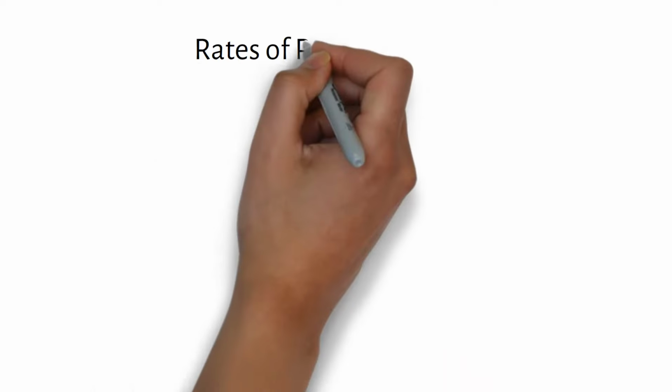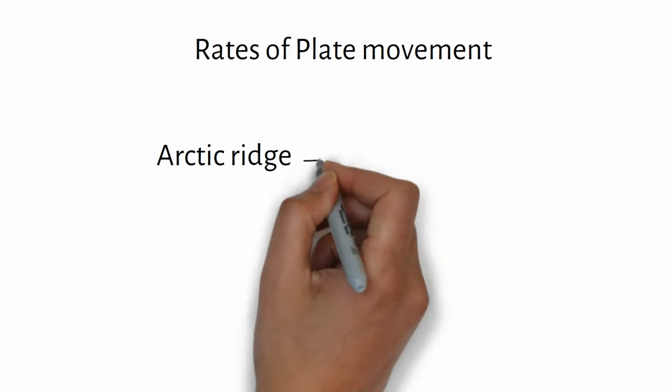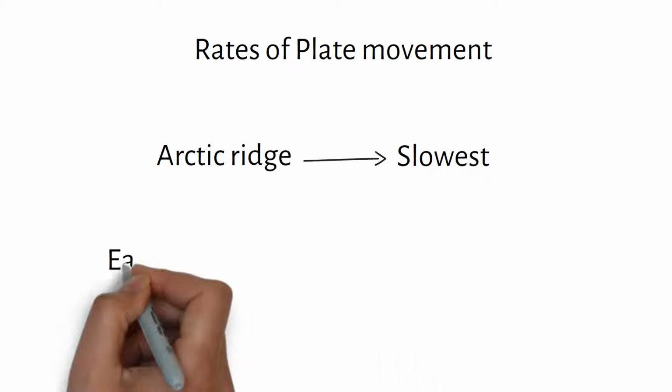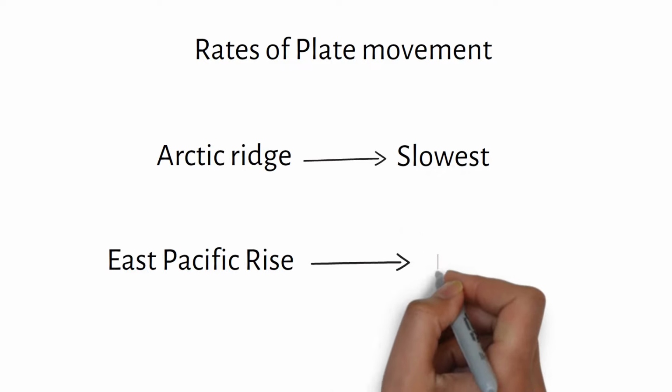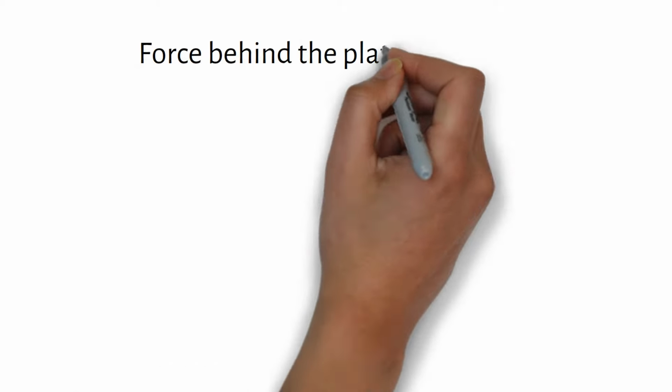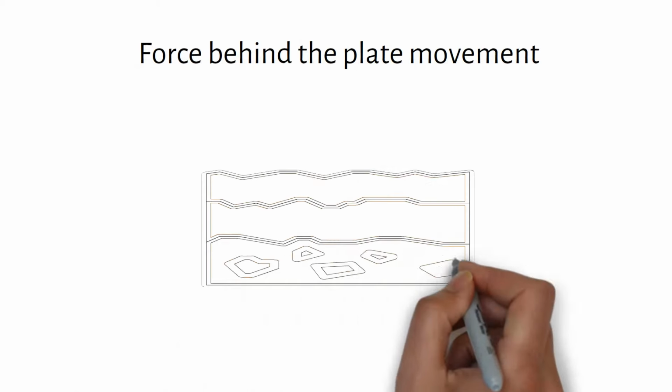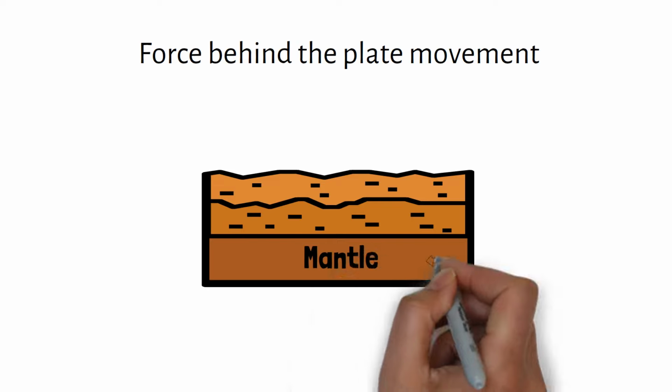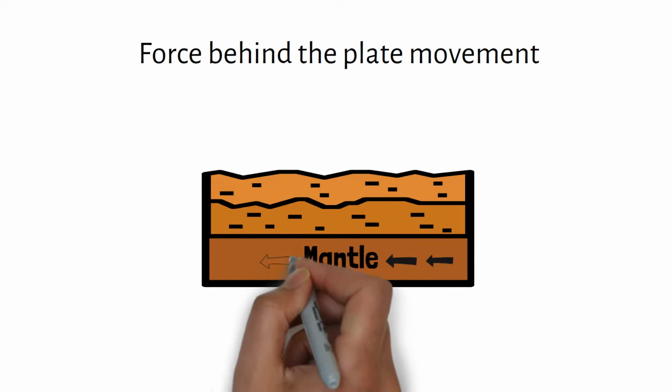Rates of plate movement. Arctic Ridge has the slowest plate movement, and the East Pacific Rise, close to Chile, has the fastest movement. Force behind the plate movement. The slow movement of hot softened mantle is the driving force behind plate movement.